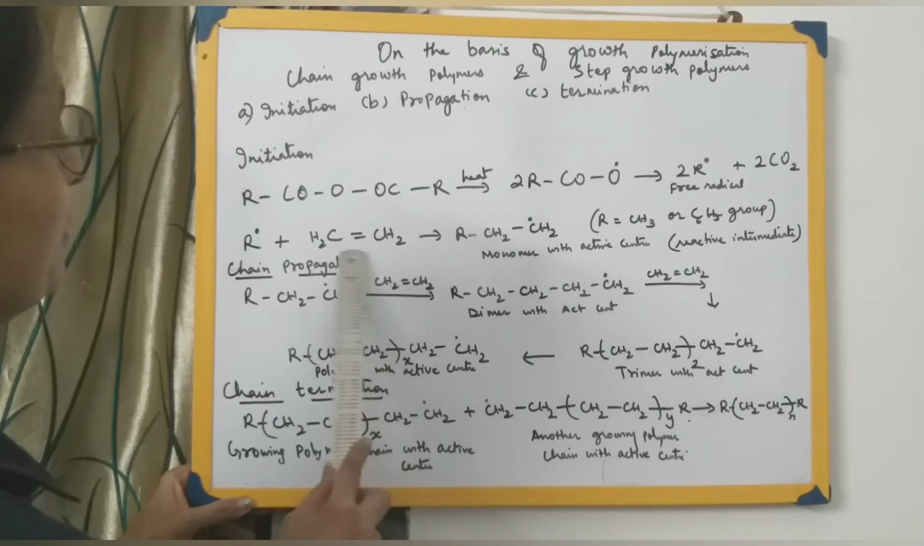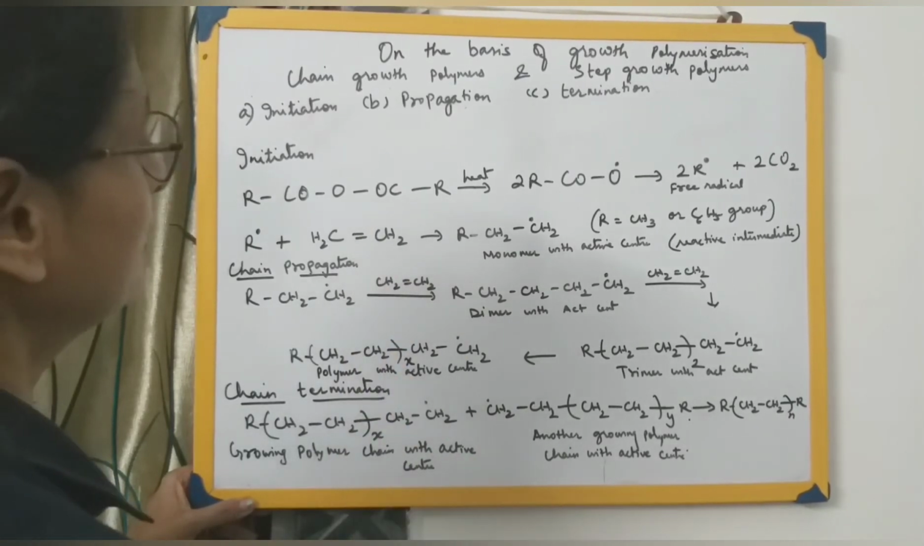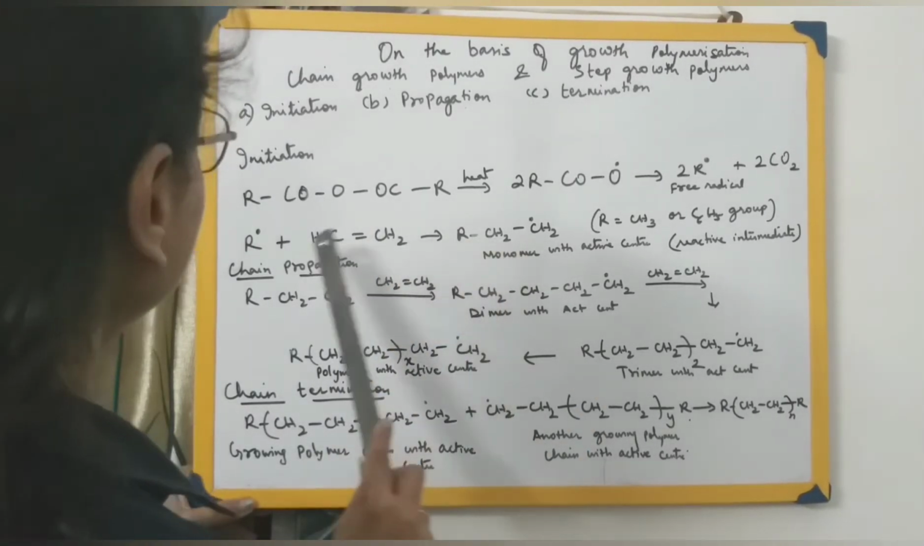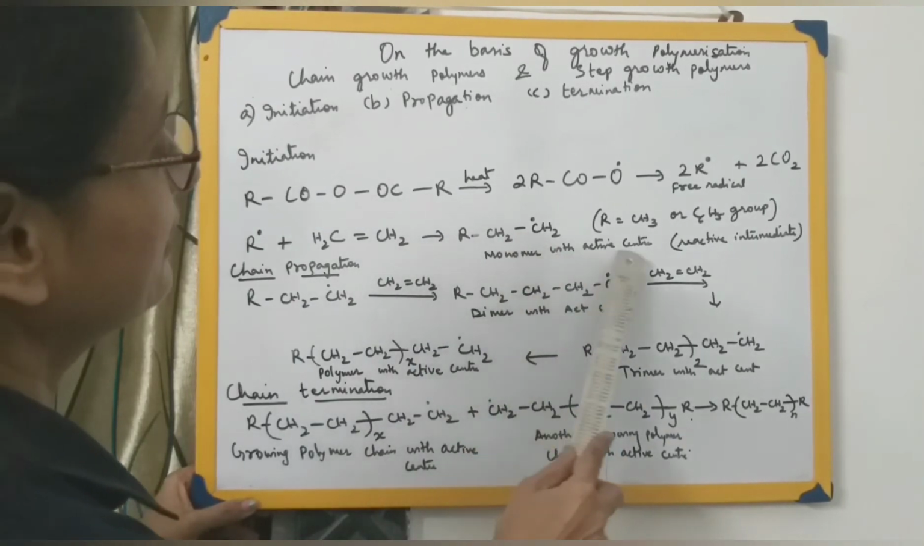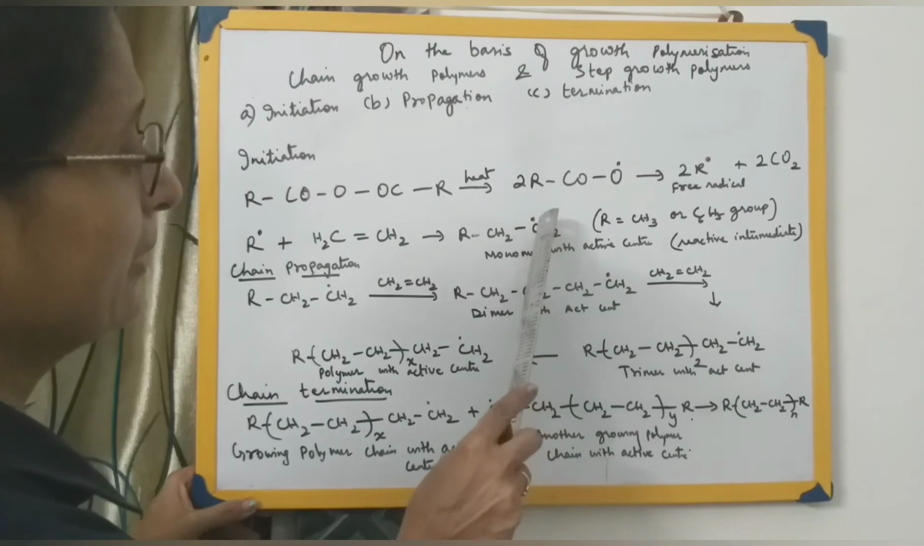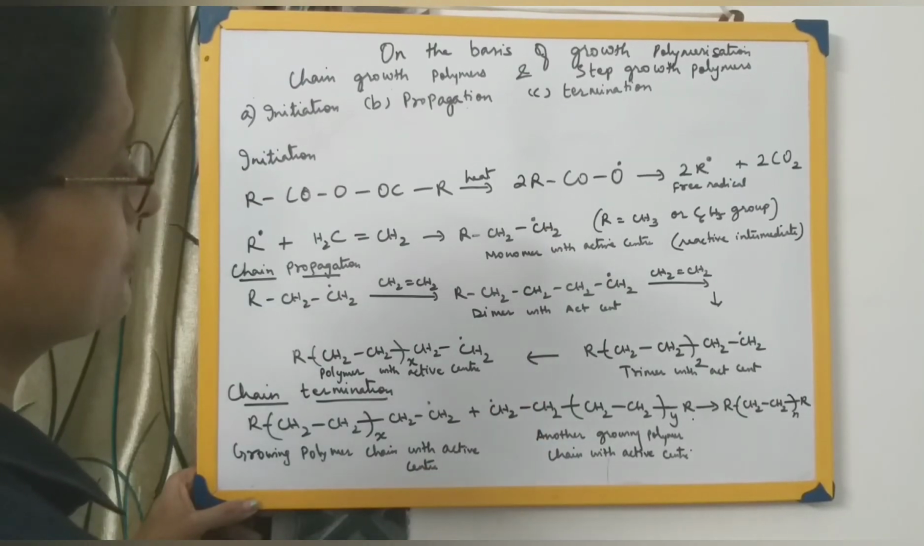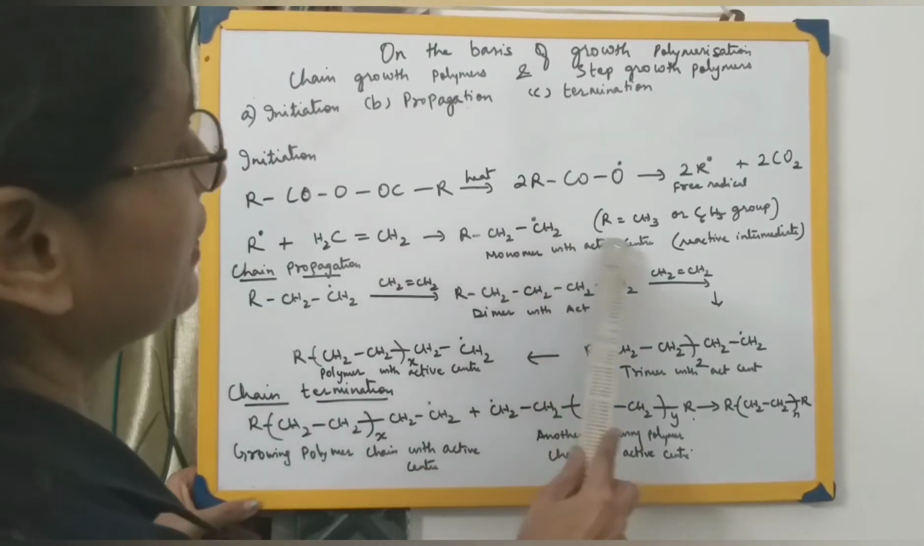So we have taken a monomer over here, that is ethene. Here the R joins to the ethene. So what is this forming? A monomer with active center. Because the free electron is over here, we call this a monomer with active center.